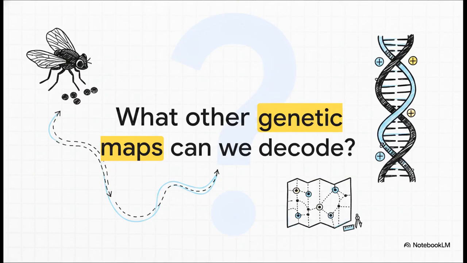We've gone from simply counting fruit fly offspring to literally drawing a map of invisible DNA. Which leaves us with a fascinating final thought for this explainer. With these incredibly precise mathematical tools, what other hidden genetic maps can we decode across the natural world? What other mysteries of inheritance are just waiting for us to calculate the distance?